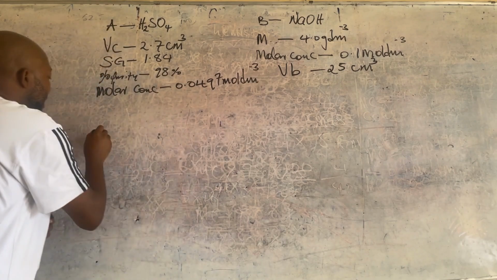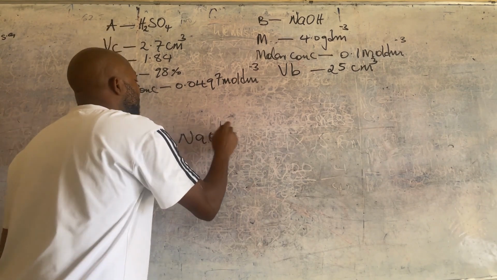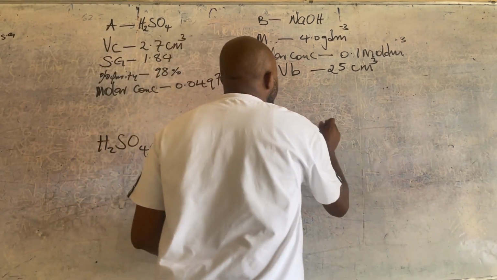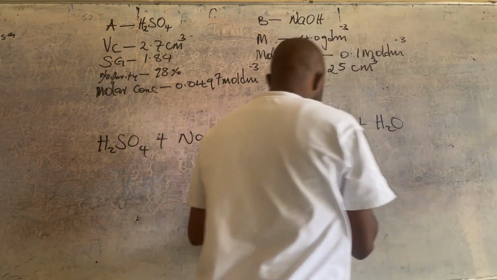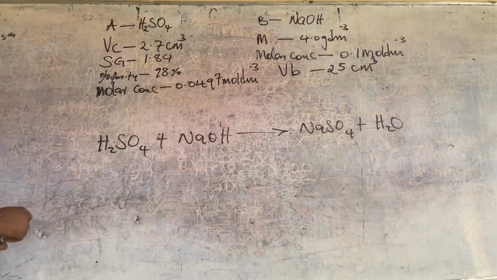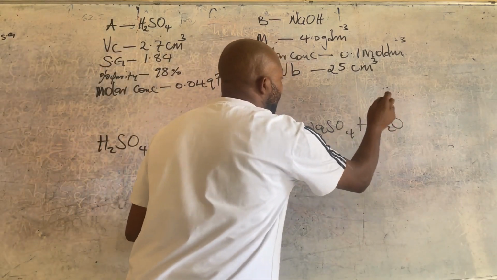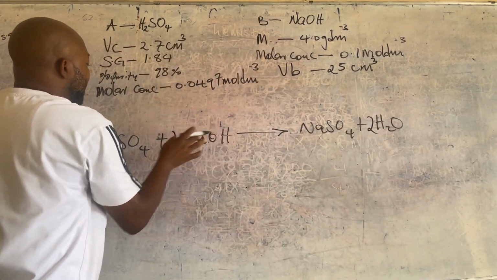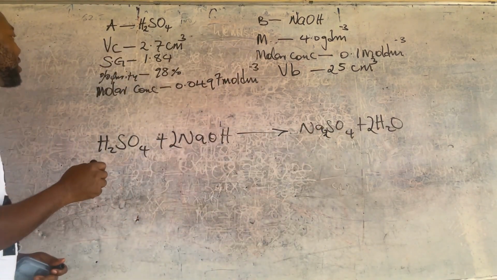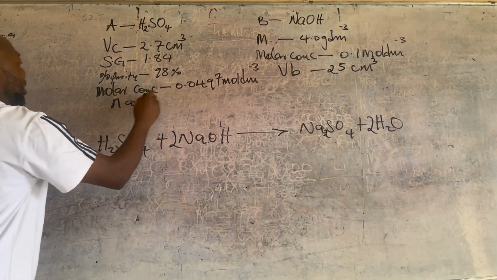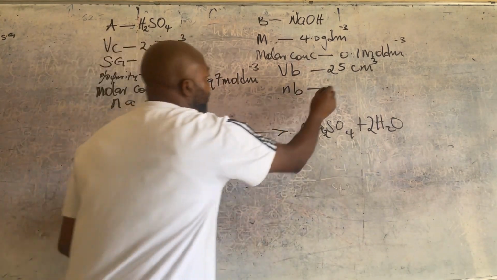So I have H2SO4 plus NaOH, which will give me sodium sulfate plus water. Now, I have 1 hydrogen plus 2 here, which is 3, and I have 2 here. If I have 2 here to be 4, and 2 here to make it 2 plus 2, 4. But my sodium now is 2. So the ratio of acid to base: Na, number of moles of the acid, is 1, and Nb, number of moles of the base, is 2.